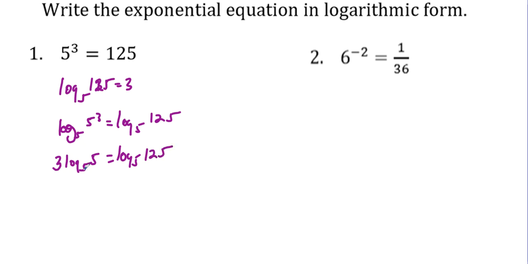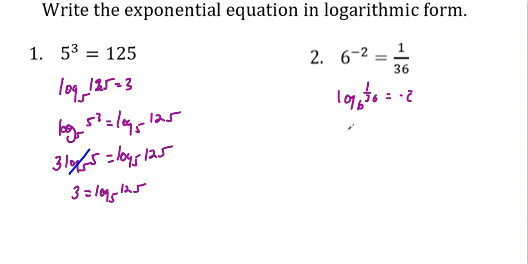Now, this is log base 5 of 5. That's nothing more than the number 1. So that just becomes 1. All right, so that's going to be 3 is equal to log base 5 of 125. And we're done. It's going to be the same thing over here. If you look at your patterns, you're going to realize that's going to be log base 6 of this right here, my y, so of 1 over 36 is equal to negative 2.